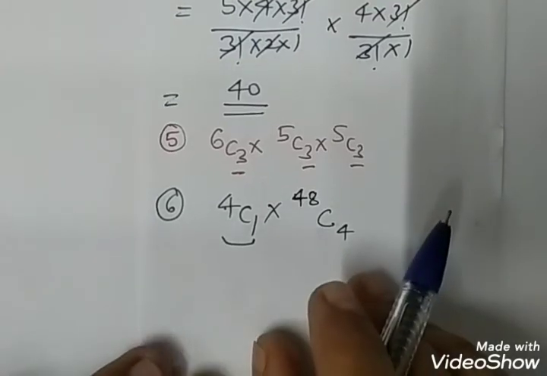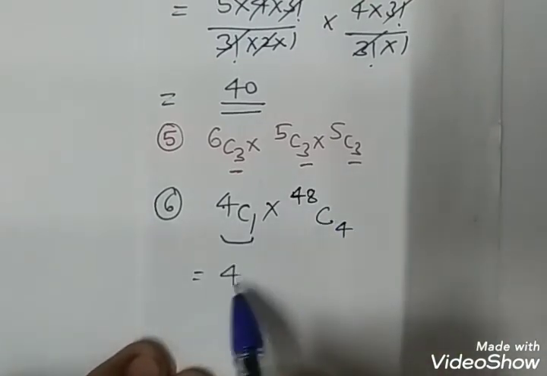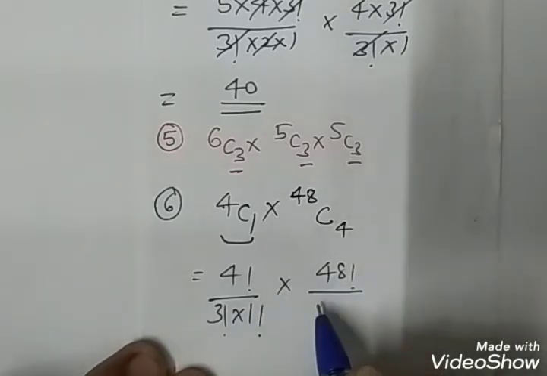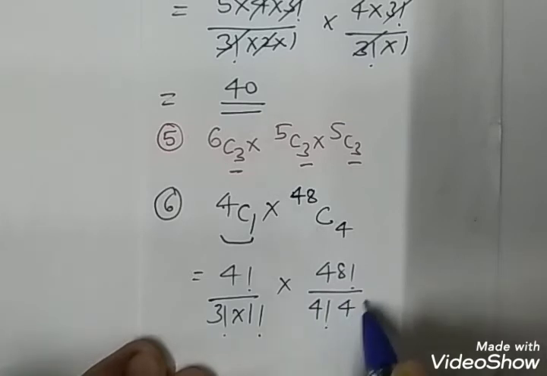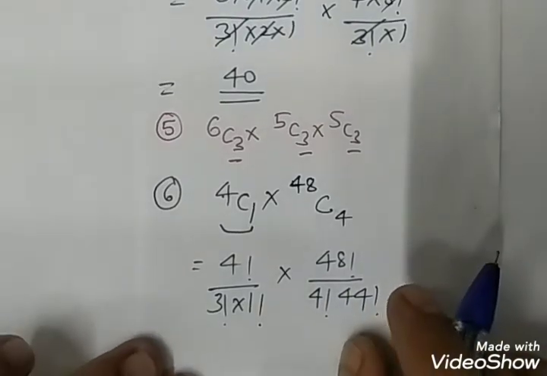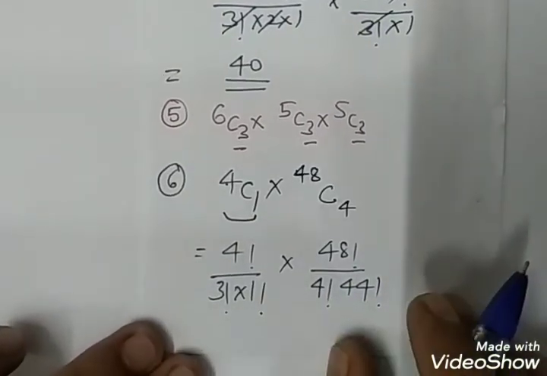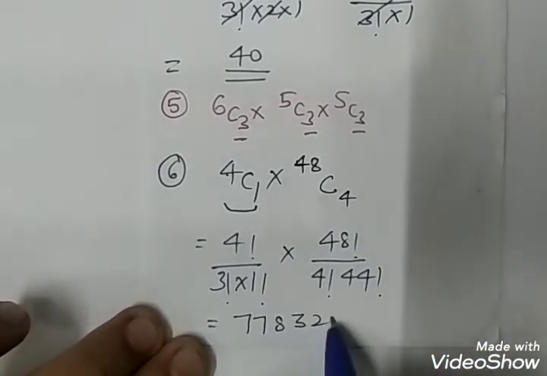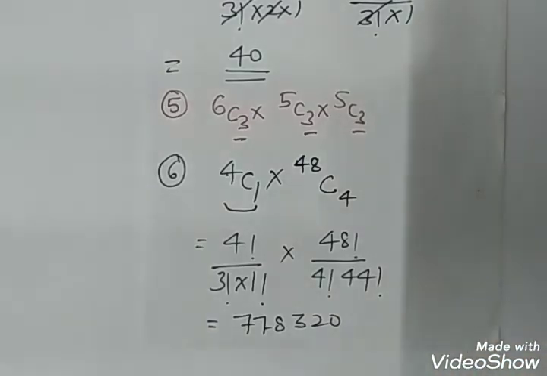So it is 4C1 into 48C4. It is the number of ways. You have to write number of ways. You can do it by yourself. 4 factorial upon 3 factorial into 1 factorial into 48 factorial upon 4 factorial into 44 factorial. On solving this particular question, you have to solve it by yourself, you will get 778320. This is our required answer. Hope you got that particular question also.